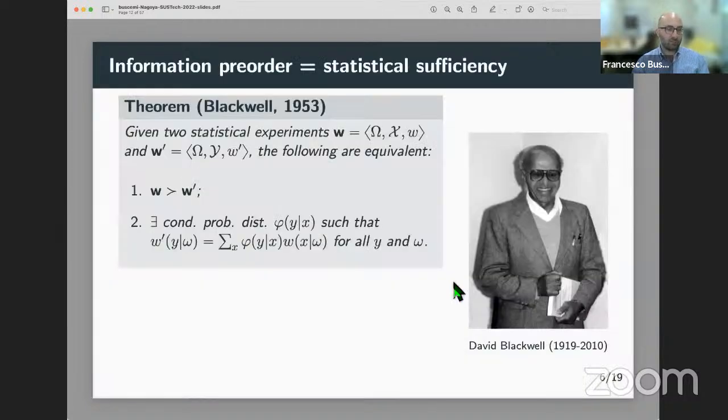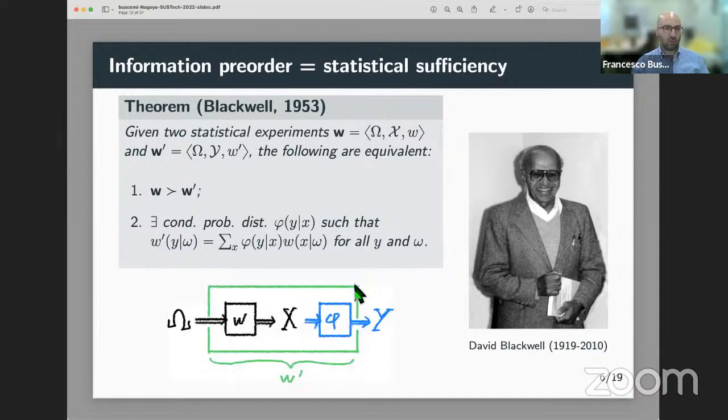Well, there are various kinds of this Blackwell theorem. In 1953 there is a more general theory, but in this simple case, Blackwell's theorem tells you that this information preorder is equivalent to the existence of a conditional probability distribution that transforms this W into W prime for all Y and all omega.